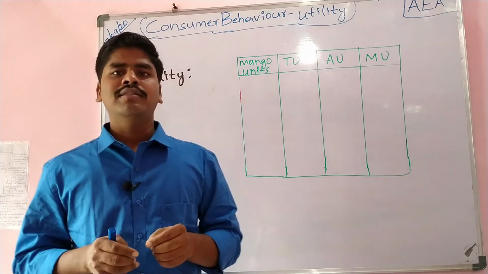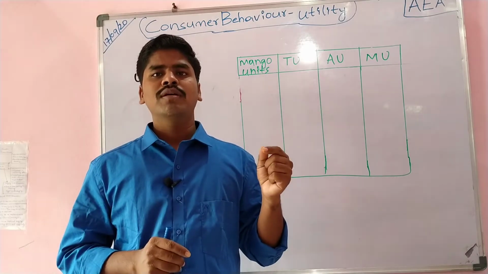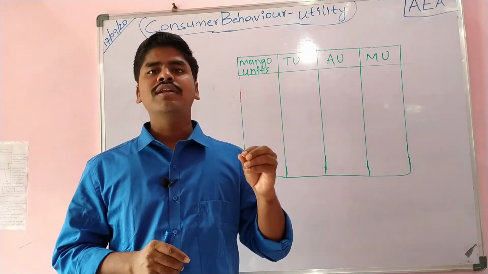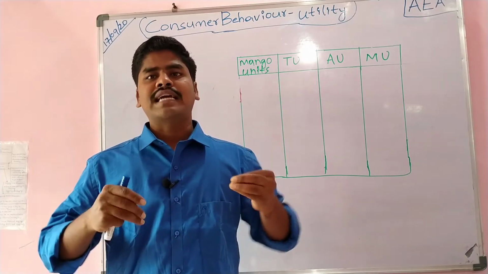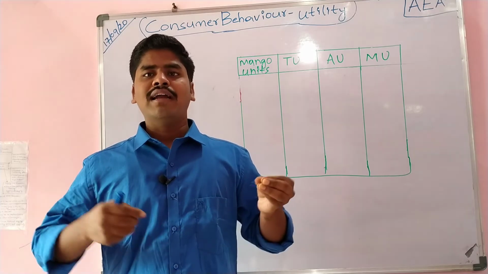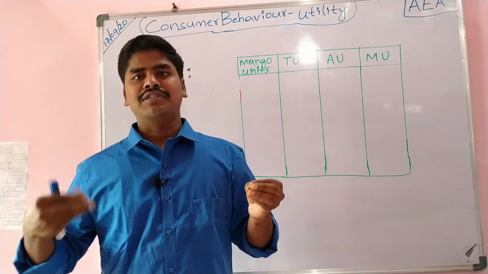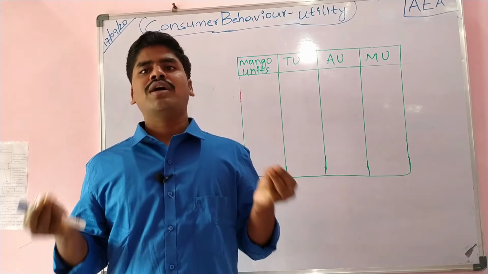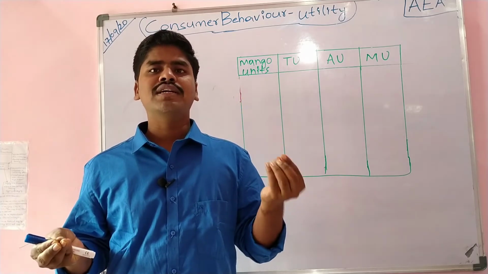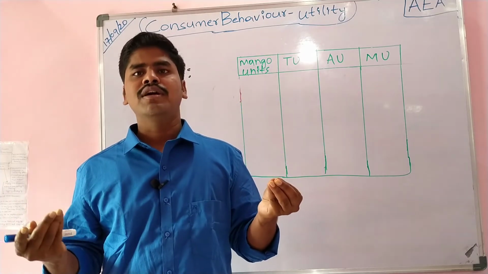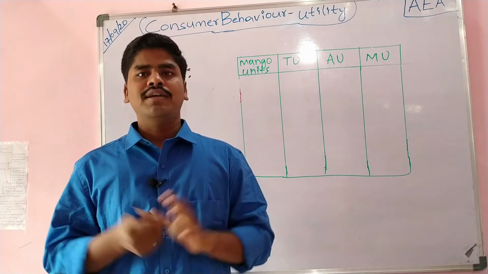Let's assume I consume one mango, and from that one mango I get 20 units of satisfaction, right? I am not fully satisfied with that mango, and again I take one more mango. By consuming two mangoes, I get 20 from the first unit and 15 from the second unit. 20 plus 15 is 35. That is total utility, right?